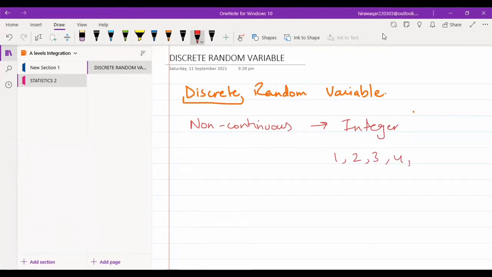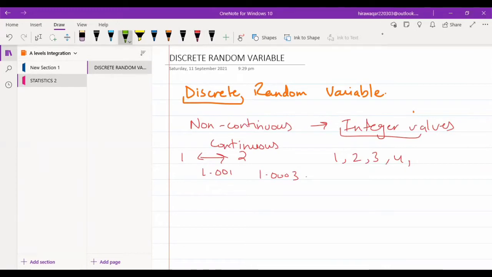But for the thing which is not discrete, or continuous, we are going to have infinite values even in between 1 and 2, such as 1.001, 1.0003. So this is known as continuous value. So this is not discrete. But in this chapter, we are going to study non-continuous values, which can also be said to be integer values.